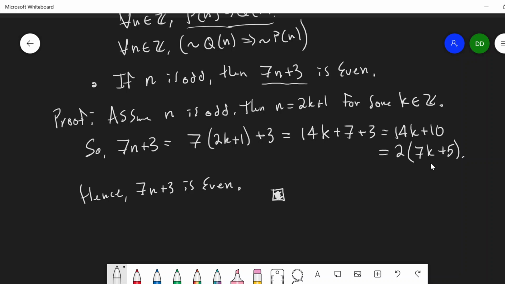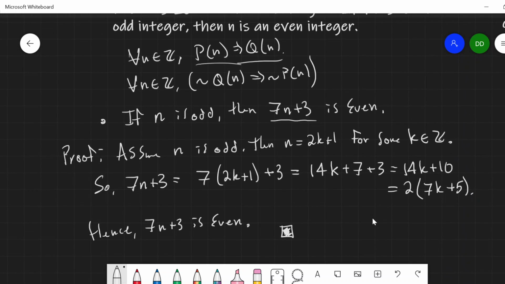Right? It's obvious that 7k plus 5 is an integer. It's okay to not have to write that. I know we did that when we talked about direct proof, but this is just to get you in the hang of writing down everything that you know and making sure that everything is satisfied. But hopefully that's clear why that shows that 7n plus 3 is even. And that's the proof.